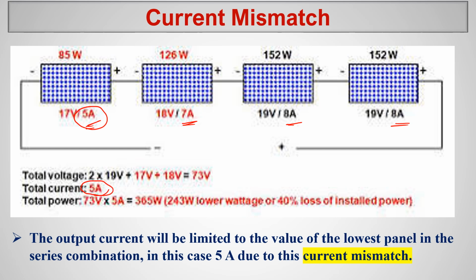So because this is your output current, the voltages will be added. All the voltage is 73 volts. So the total power output becomes 365 watts. This is much lower than the actual. This is the same four panels. So actually you have to get more. If you add the panel ratings, you need to get this much. But what you are getting is 365 watts because of the poor design. It's because of the current mismatch.